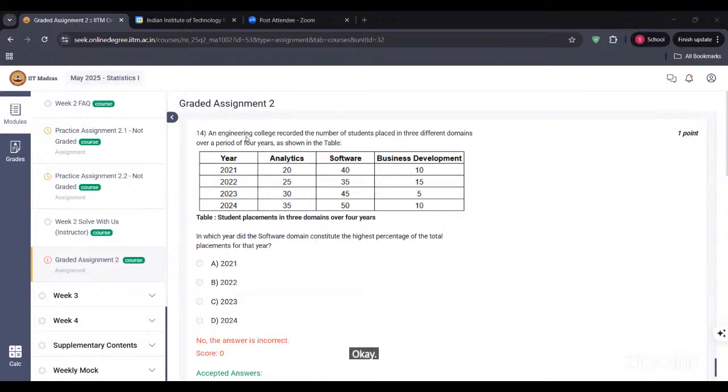Okay, Dhruvan, you have raised your hand. Yes, ma'am. Ma'am, I have a doubt in 3.4, sixth question.